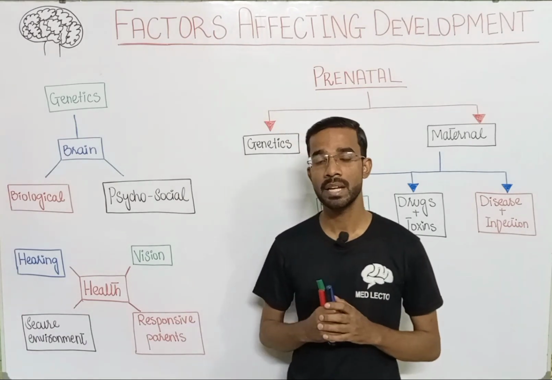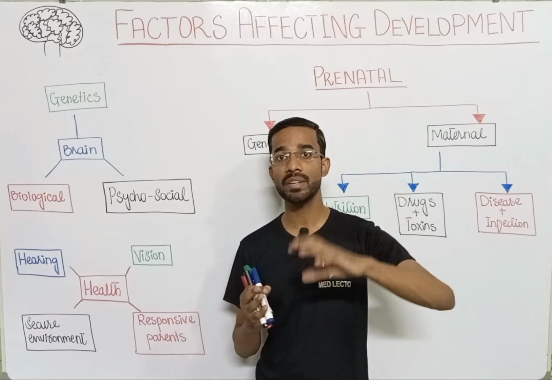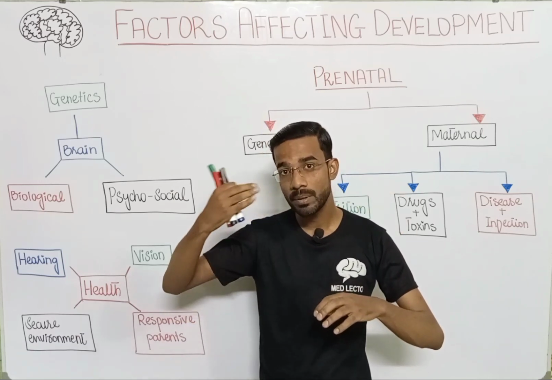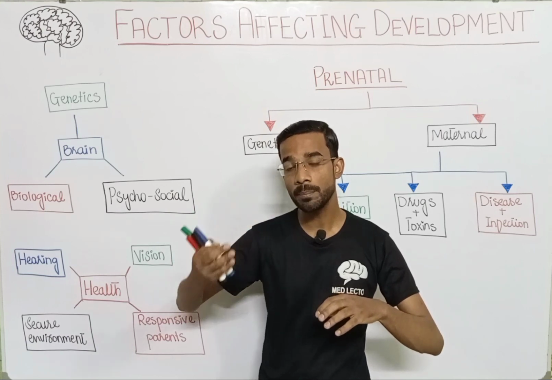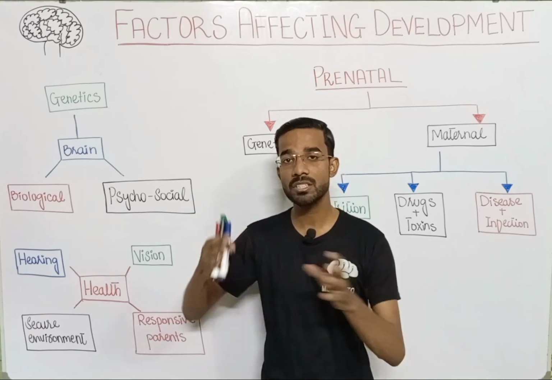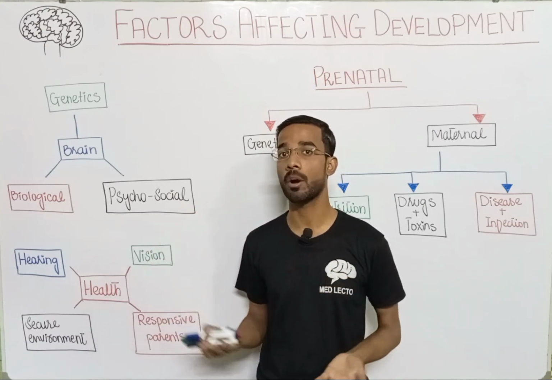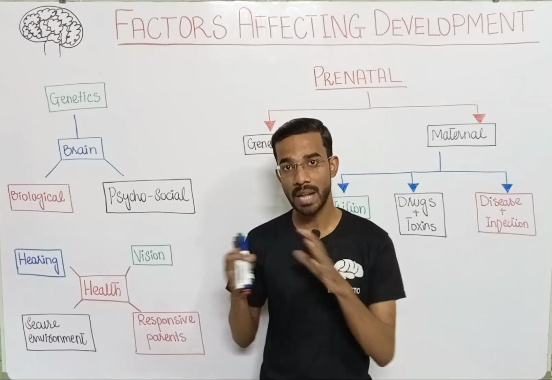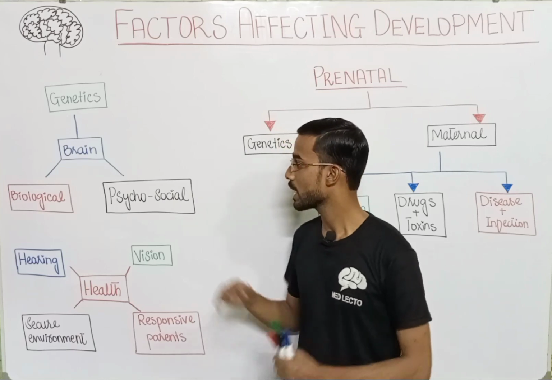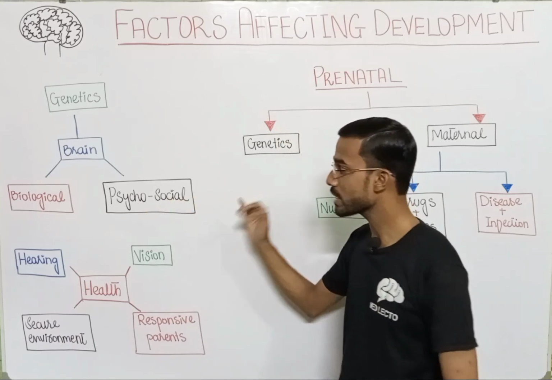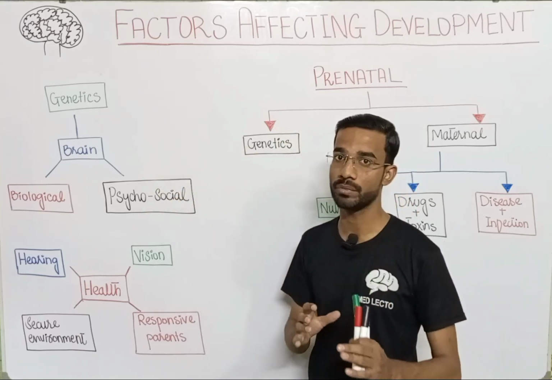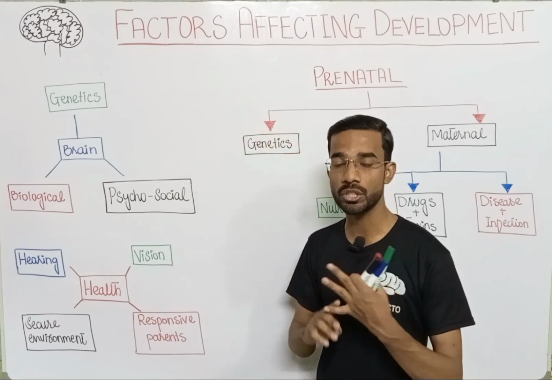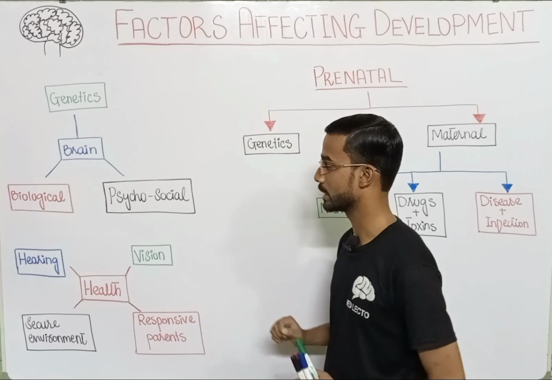So if there is a child and that child lives in a poor environment, then the development of the brain will not be proper as compared to the child that lives in a normal environment that supplies adequate things to that child. So this is the case. Psychosocial factor also affects the development of the brain. So these are basically the three factors: genetics, biological, psychosocial factors.